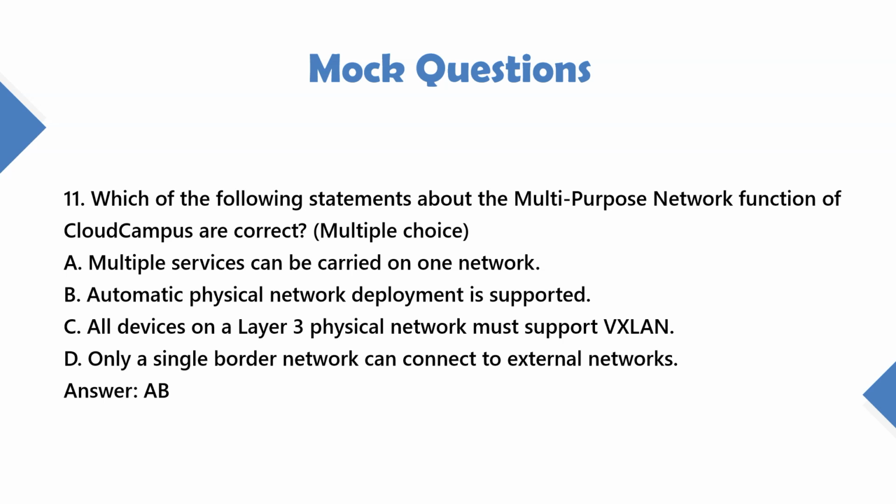11. Which of the following statements about the multi-purpose network function of Cloud Campus are correct? Multiple choice. A. Multiple services can be carried on one network. B. Automatic physical network deployment is supported. C. All devices on a Layer 3 physical network must support VXLAN. D. Only a single border network can connect to external networks. Answer: A, B.